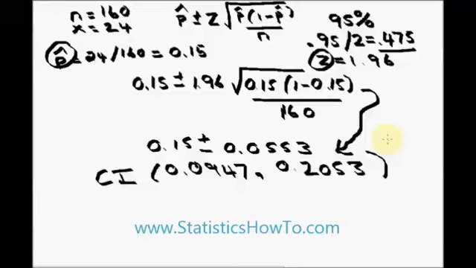It includes every step from subtracting 0.15 from 1 and dividing by 160. It breaks down all the steps for you so you can see how to get from here to here. But that is how to find a confidence interval for a proportion.